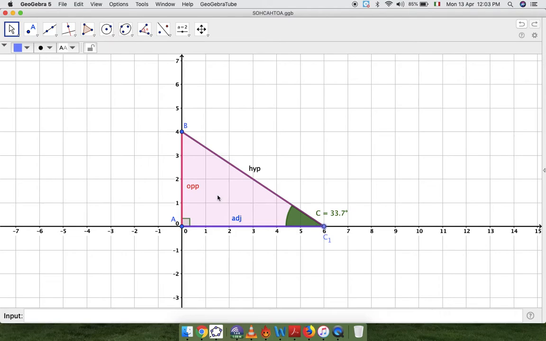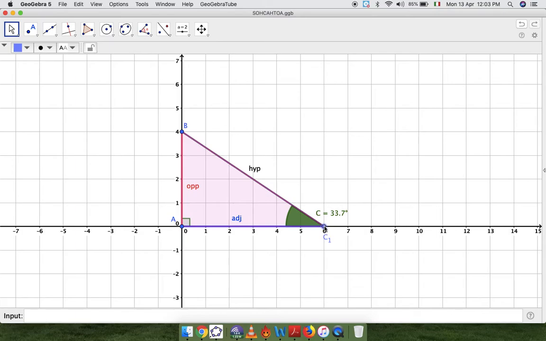So the sine of an angle, important to remember here, in case you've forgotten, the sine of an angle is the ratio between the opposite side and the hypotenuse. So we need to remember that the sine of an angle is the length of the opposite leg of the right triangle divided by the hypotenuse.